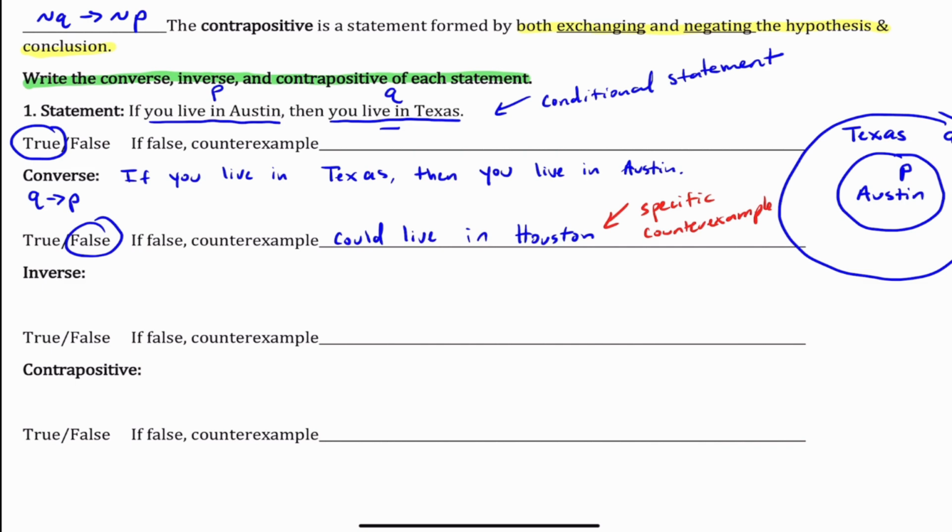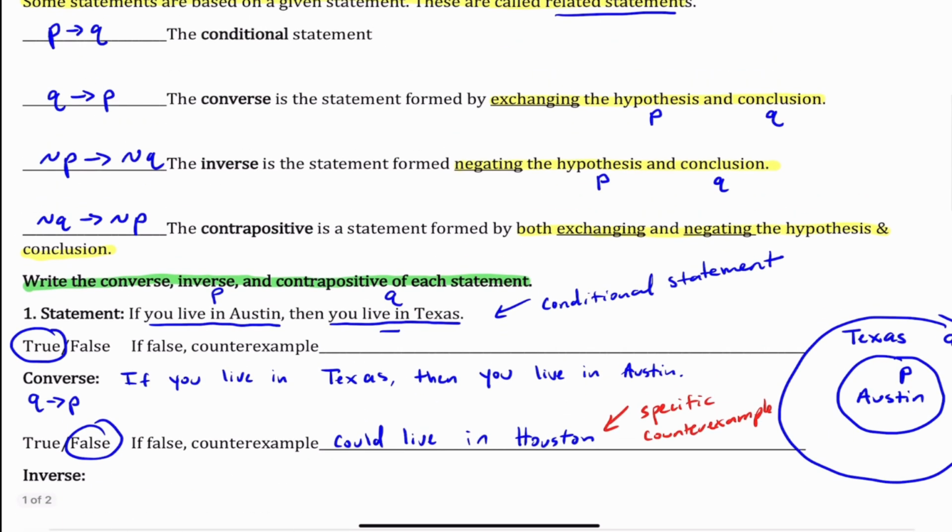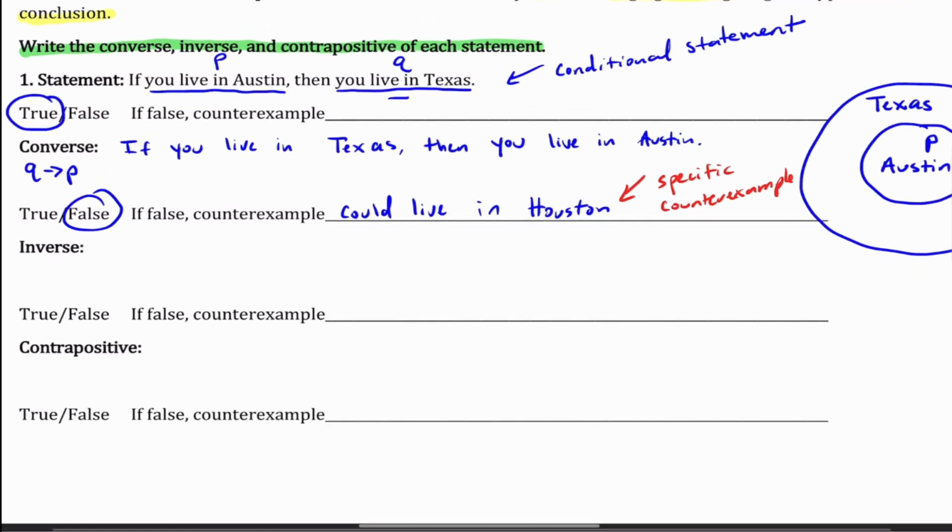Let's look at the inverse together here. The inverse, if we recall, is not P, then not Q. All I need to do is negate the hypothesis and conclusion. So again, it's not P, then not Q. So the inverse of the statement would be, if you do not live in Austin, then you do not live in Texas.